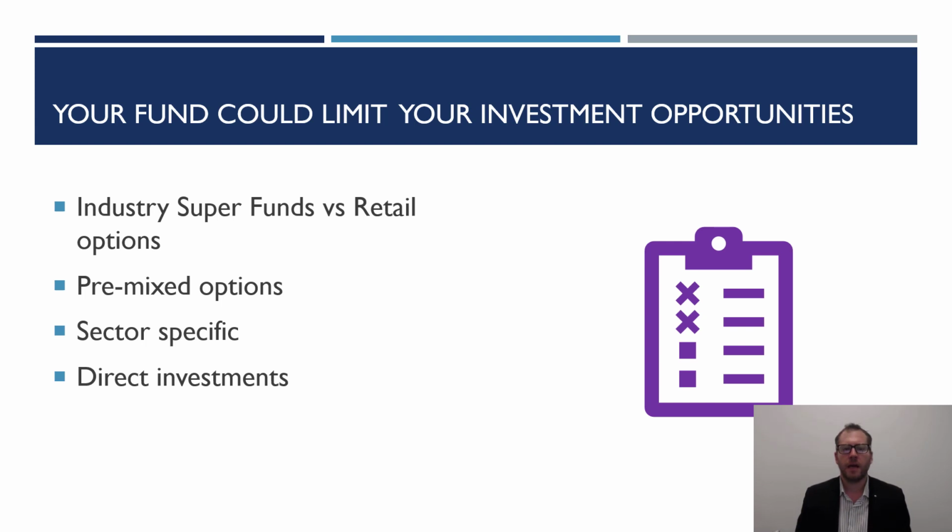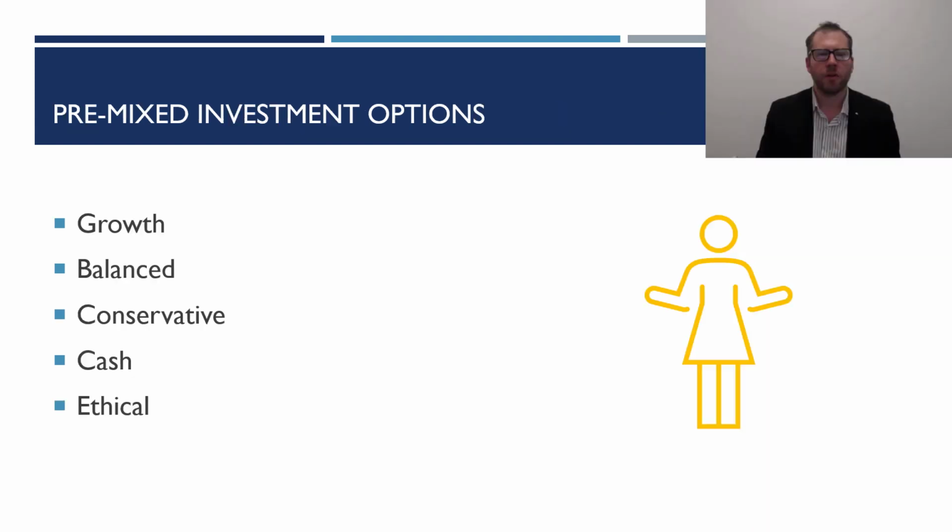Now, within your platforms is where the different opportunities lie. The general rule is that an industry super fund won't have as many options as a retail product, but in saying that, retail options are often a little bit more expensive from an investment cost or a management fee point of view. The investment options that may be available under these platforms include pre-mixed options, sector-specific investments, right through to direct investments, which include term deposits or direct Australian shares. And we'll cover all those particular options over the next few slides.